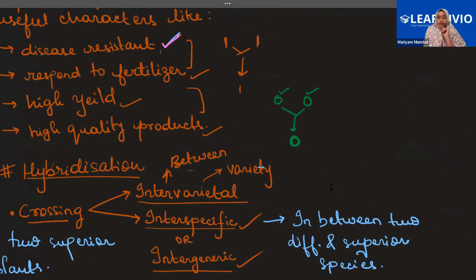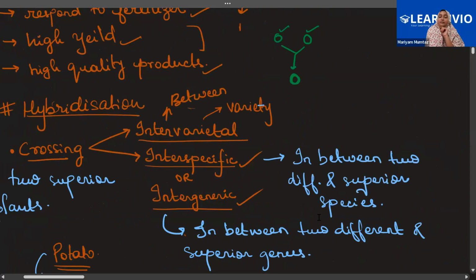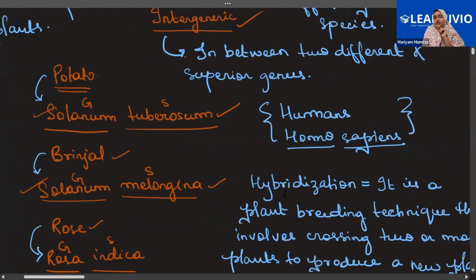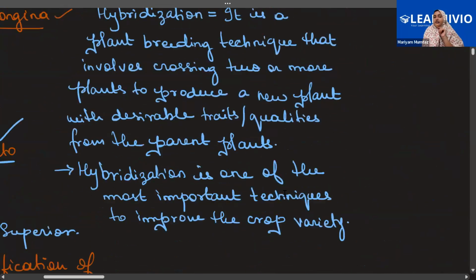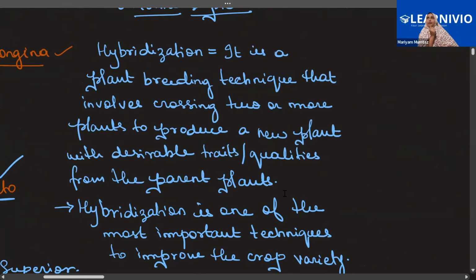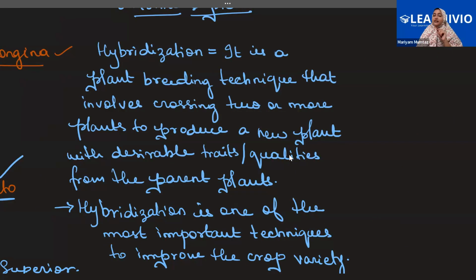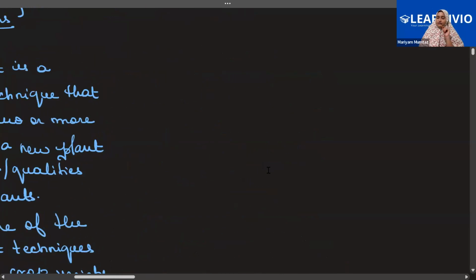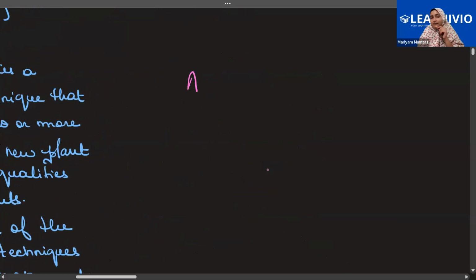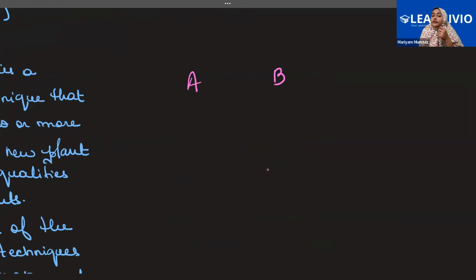All right. Now moving forward, there is a thing about hybridization. Now see, hybridization refers to a particular technique. It is a technique with which, for example, there are two plants. I'll teach you this way: there is a plant A and a plant B. Plant A has a lot of fruits.